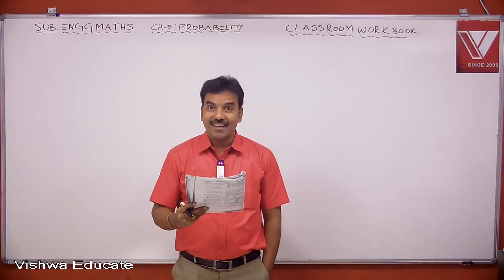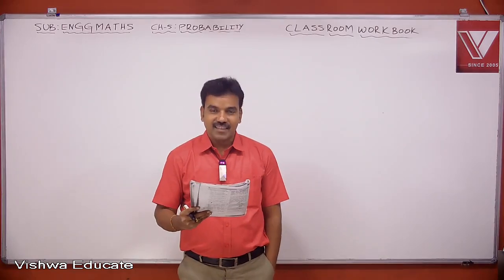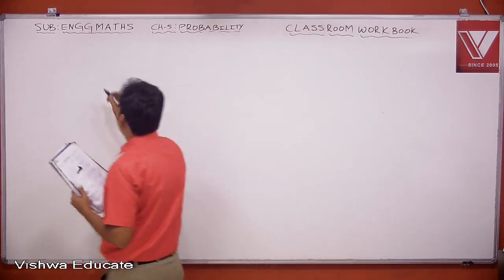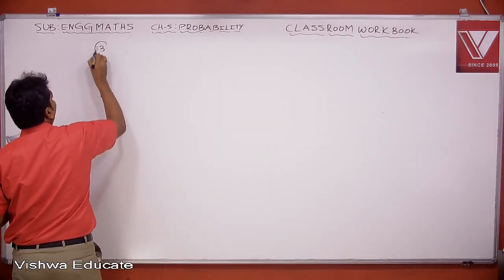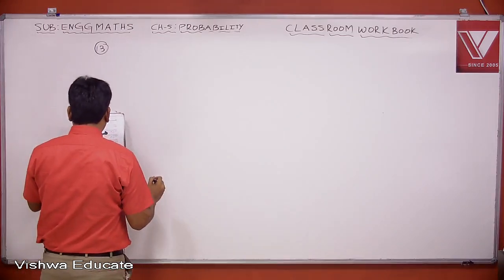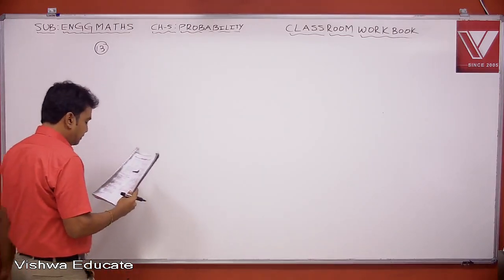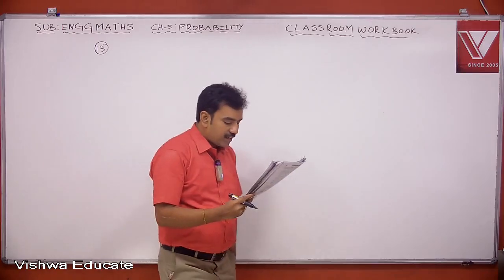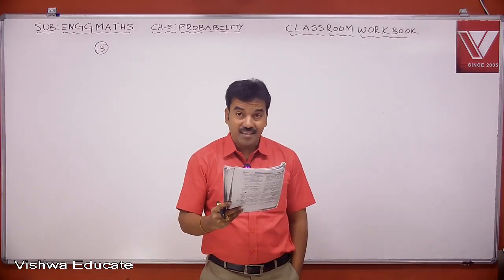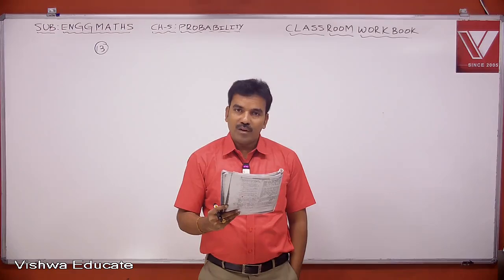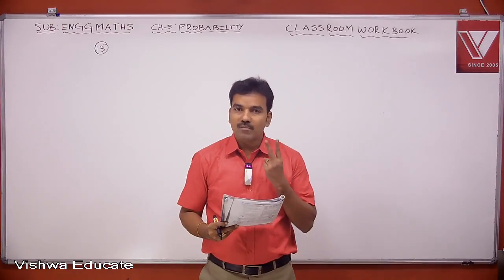We discuss the classroom workbook. Question number 13. Two dice are thrown simultaneously. The probability that the sum of numbers on both exceeds 8. When two dice are thrown, two outcomes will be there.